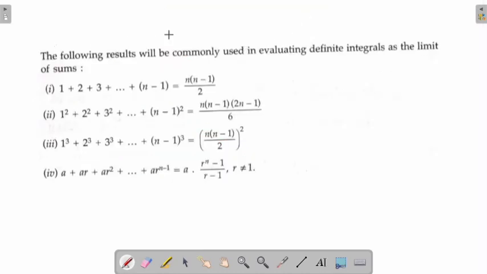There are a few results which are commonly used in this particular topic. So here are the formulas. You may pause the video and note down these formulas so that it will be easy for us to do the sums. Okay, so let's see the first problem for the day.